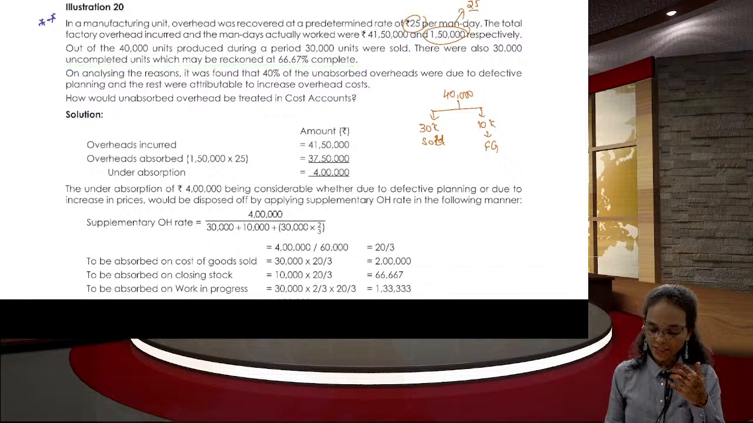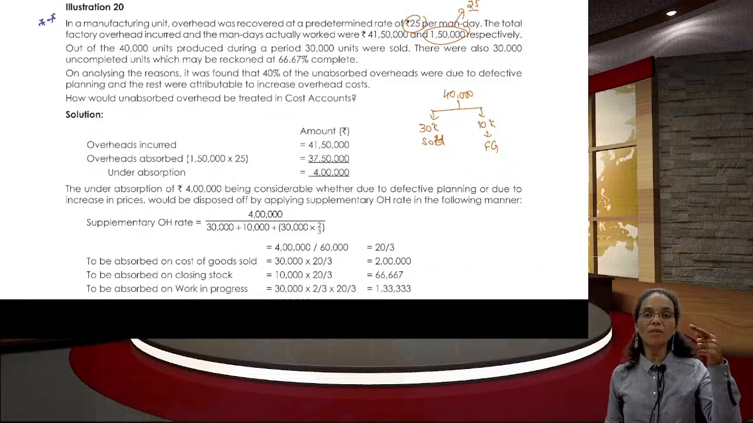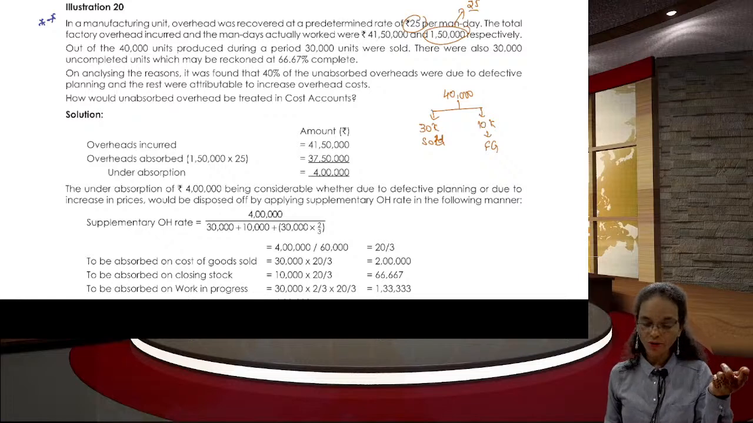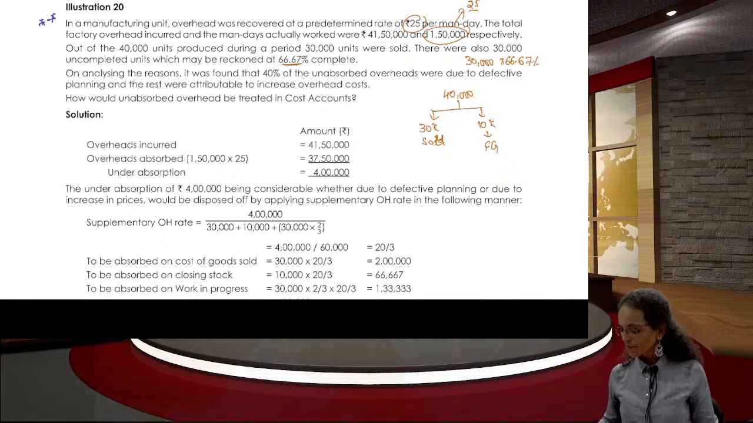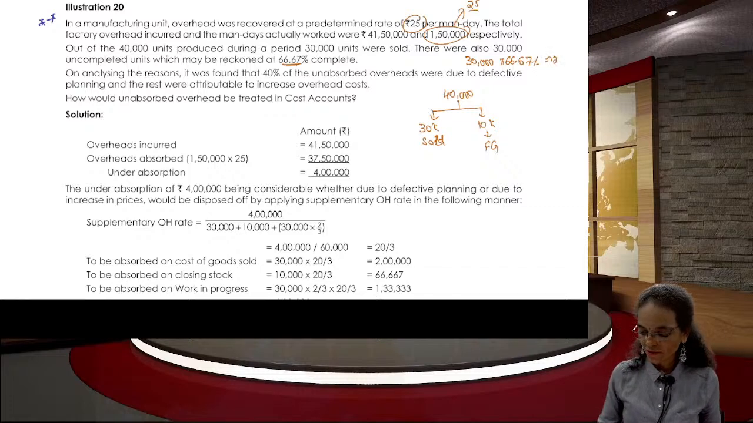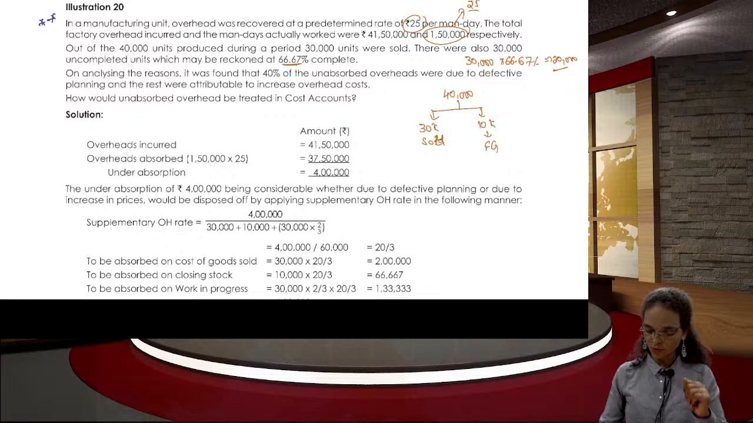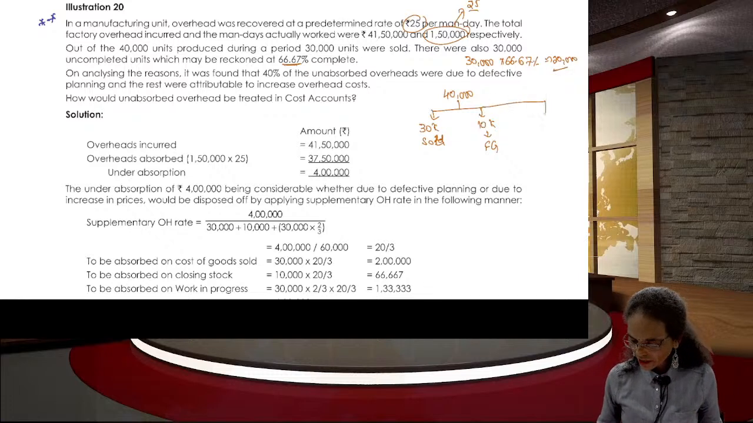66.66%. This type of problem you have in equivalent production, in process costing. On that also I made a video. If you have any doubt, you can go and check it out. In the equivalent production, 30,000 units produced, but only 66.67% of the work is completed. In the sense, 30,000 into 66.67%, that is nothing but 20,000 equivalent finished goods under work in progress.